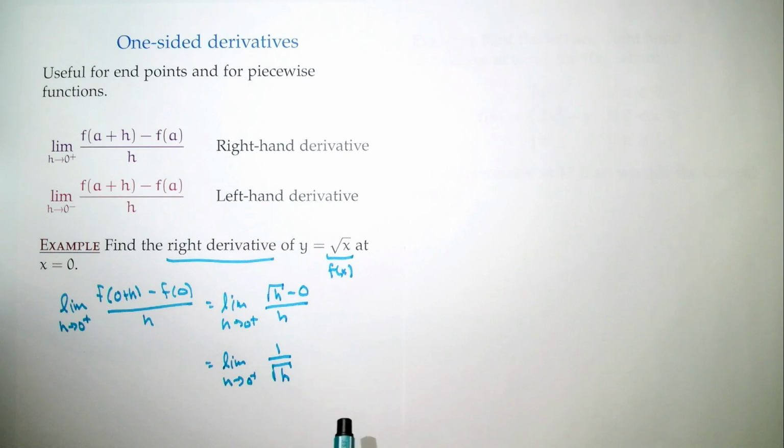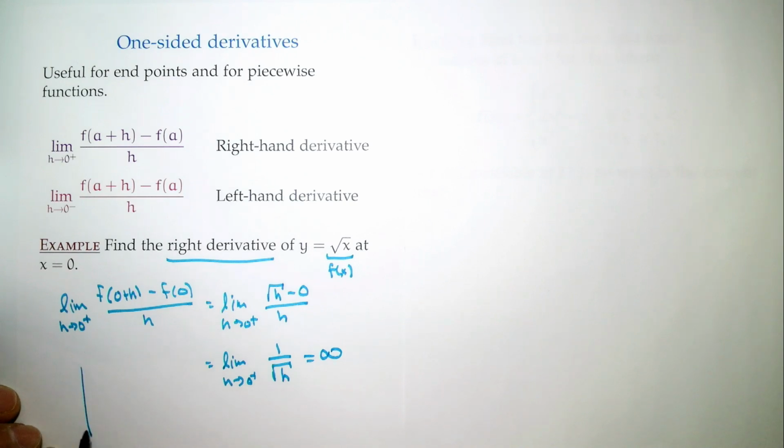Well, you get like 1 over 0, and 1 over 0 means, well, something's blowing up. You have a number divided by a very small number. And we can even go a little bit further. We can say that very small number is a positive small number. So this is going to infinity.